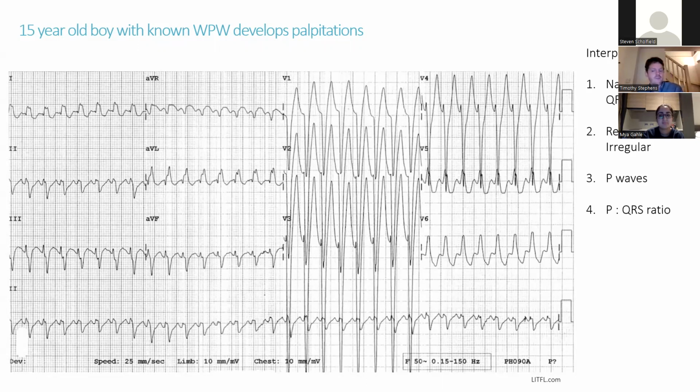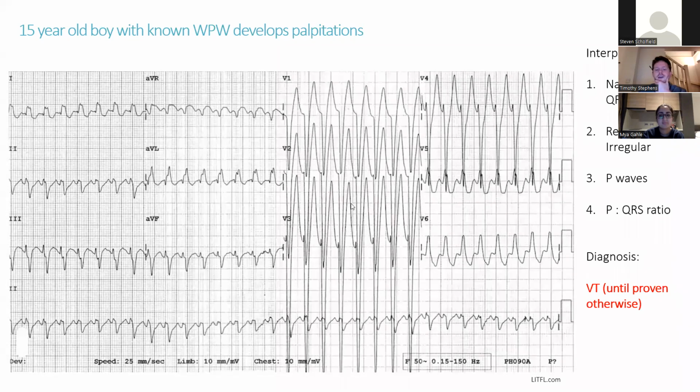Well, the answer to your question is yes, actually, this is an antidromic AVRT, but for your sake, you're going to treat this as VT until proven otherwise. If I saw this, I'm considering VT. I wouldn't chance it unless you're really confident.